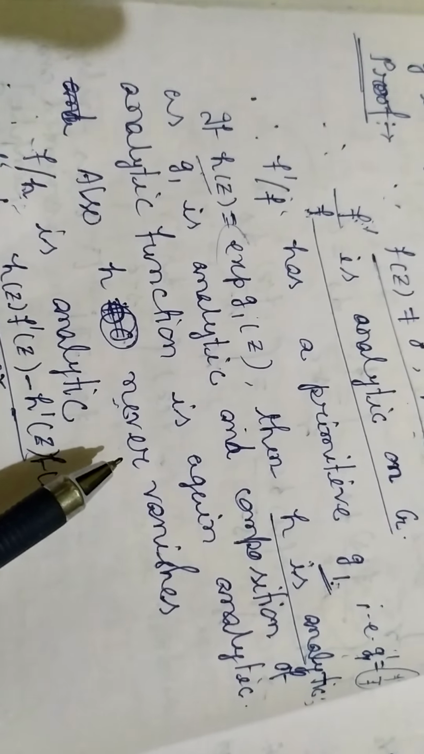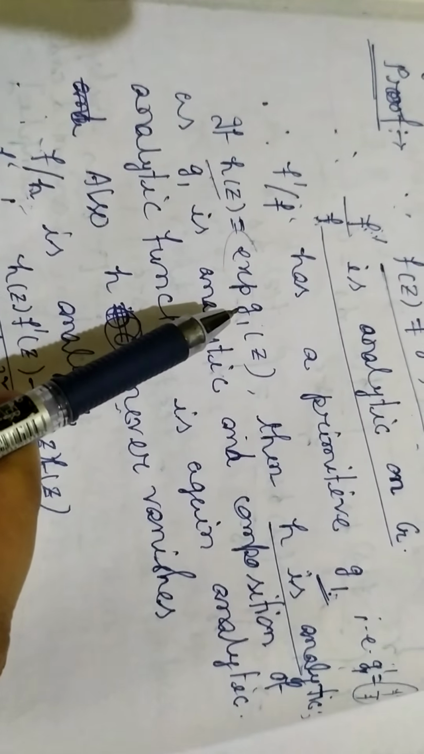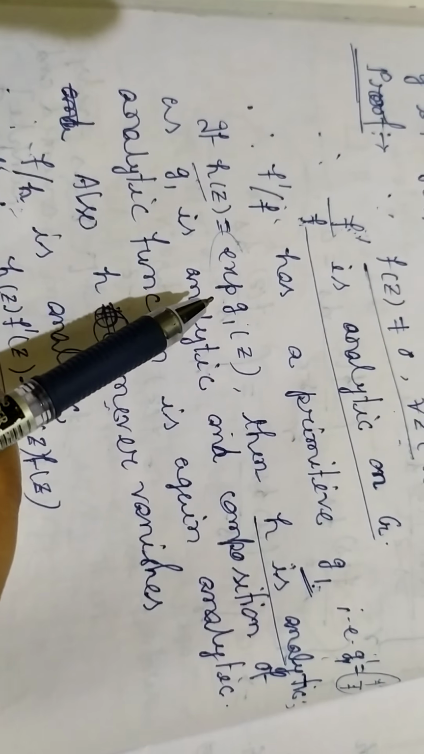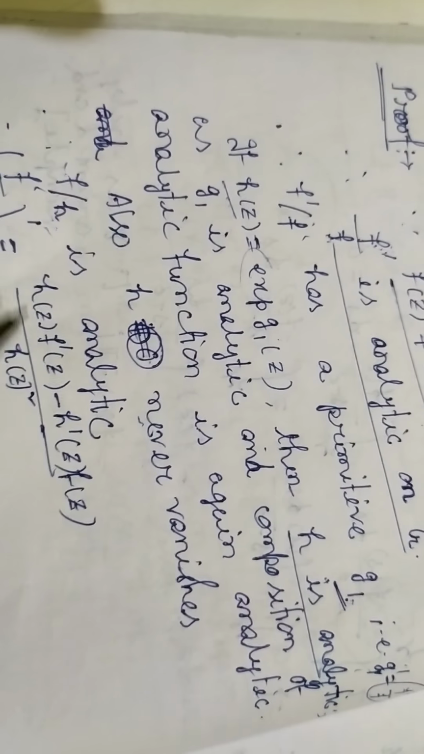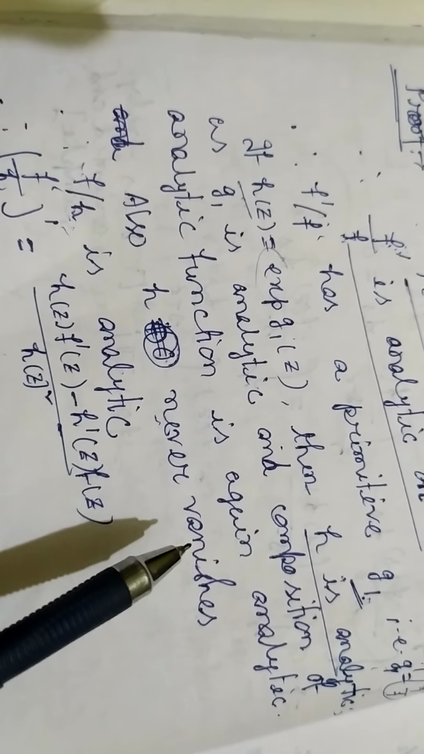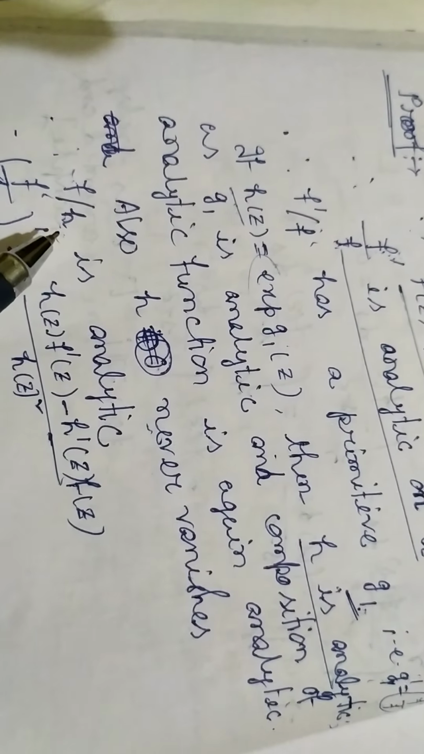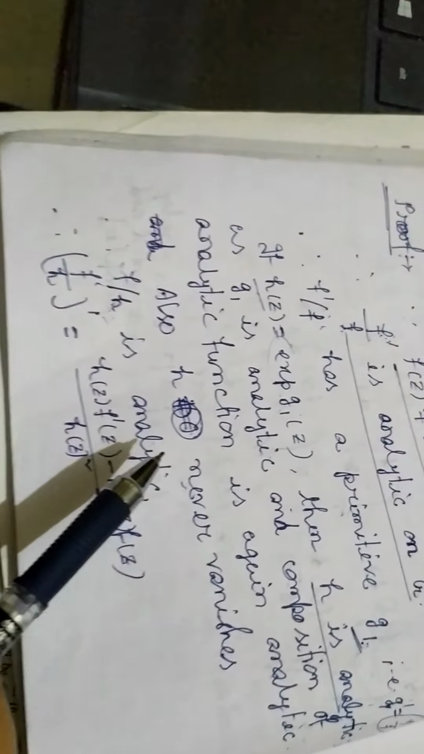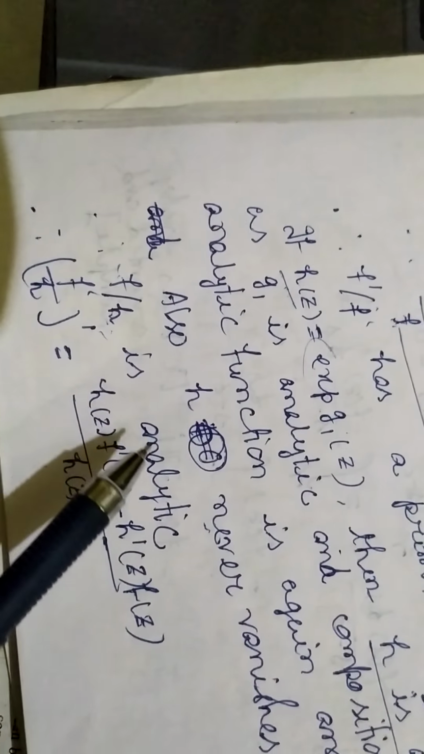h(z) is not equal to 0 because this is an exponential function. A complex exponential function is never equal to 0, so h never vanishes. So you can think about the quotient f by h, because h never vanishes for every z. So the quotient f/h is again an analytic function, since the quotient of analytic functions is analytic.